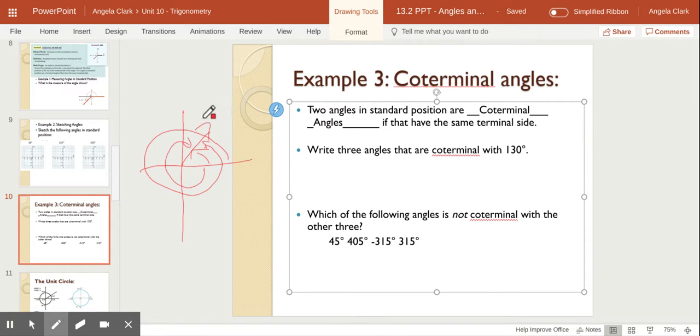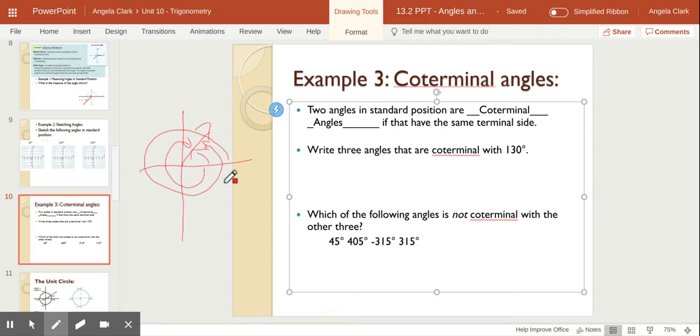For going around the circle again, you can also go around the circle in the negative direction. I can go around the whole circle in the negative direction and then complete my angle. I can also go around the circle multiple times. So there's actually an infinite number of these coterminal angles because I can go all the way around the circle as many times as I want.